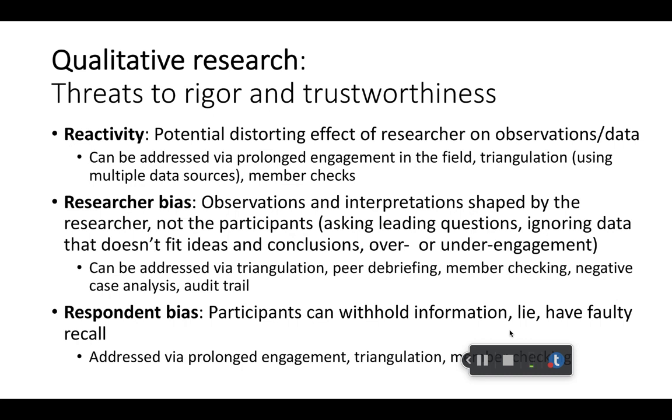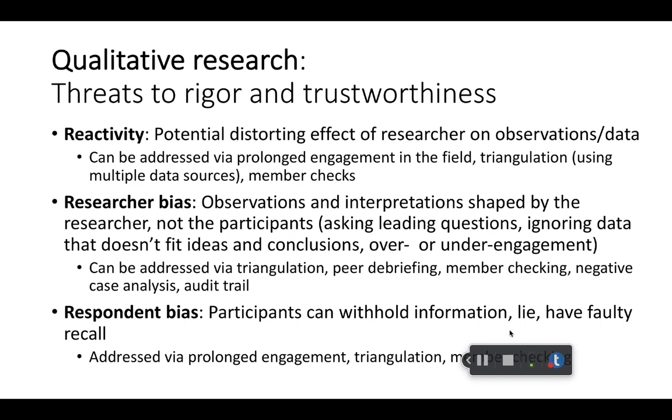Member checking, again, means going back to the people that you've talked to to make sure that your understanding of what they said is accurate. Negative case analysis means looking at cases that seem contrary to the trends that one is finding in a qualitative study. And we can also check researcher bias by creating an audit trail, or sort of footsteps that someone else could follow to see if the development of our ideas is biased or really true to the data.